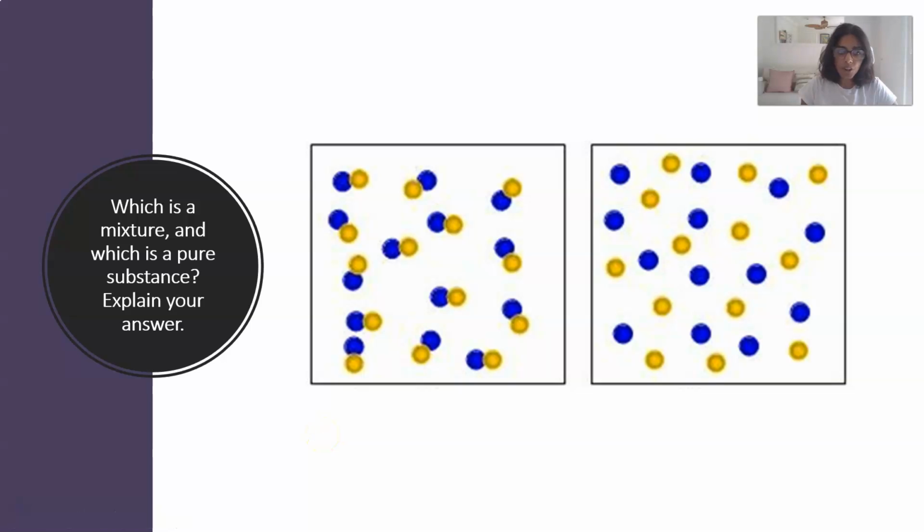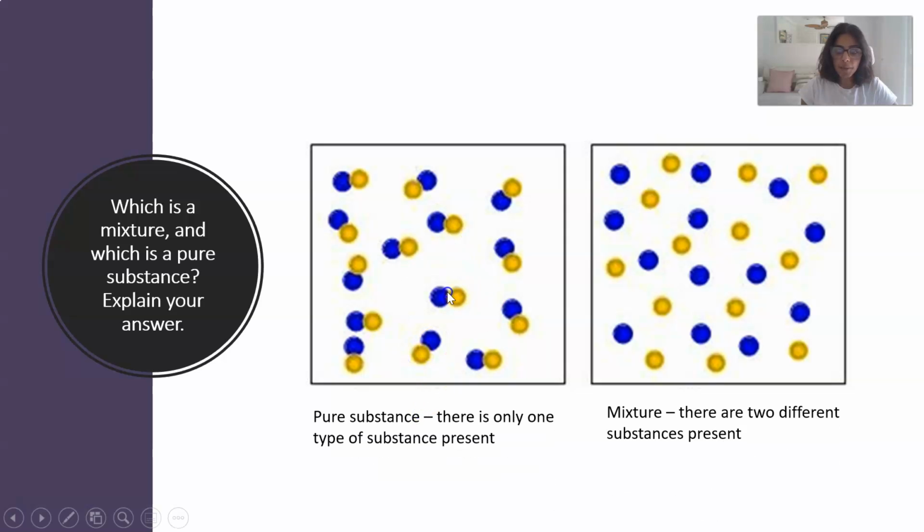Okay, so hopefully you've got an answer, and hopefully you realize that this first image is a pure substance, because there is only one thing, one type of particle present, and this is regarded as one thing because they are chemically joined together, and there's only these particles in this picture. Whereas these separate blue and yellow particles, they are mixed together and we can separate them easily, so this is a mixture.